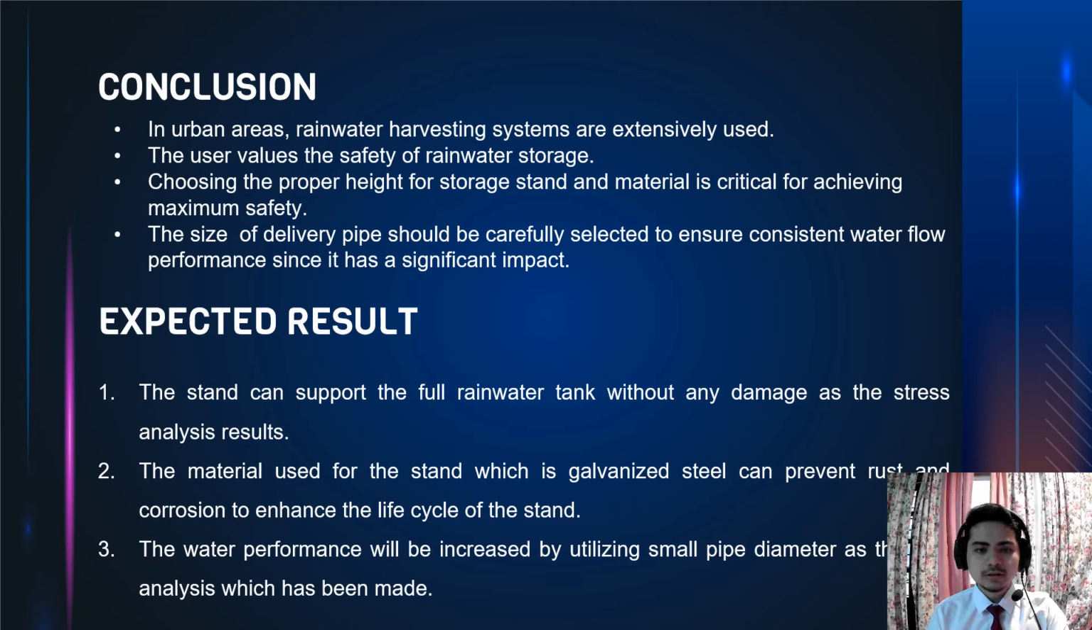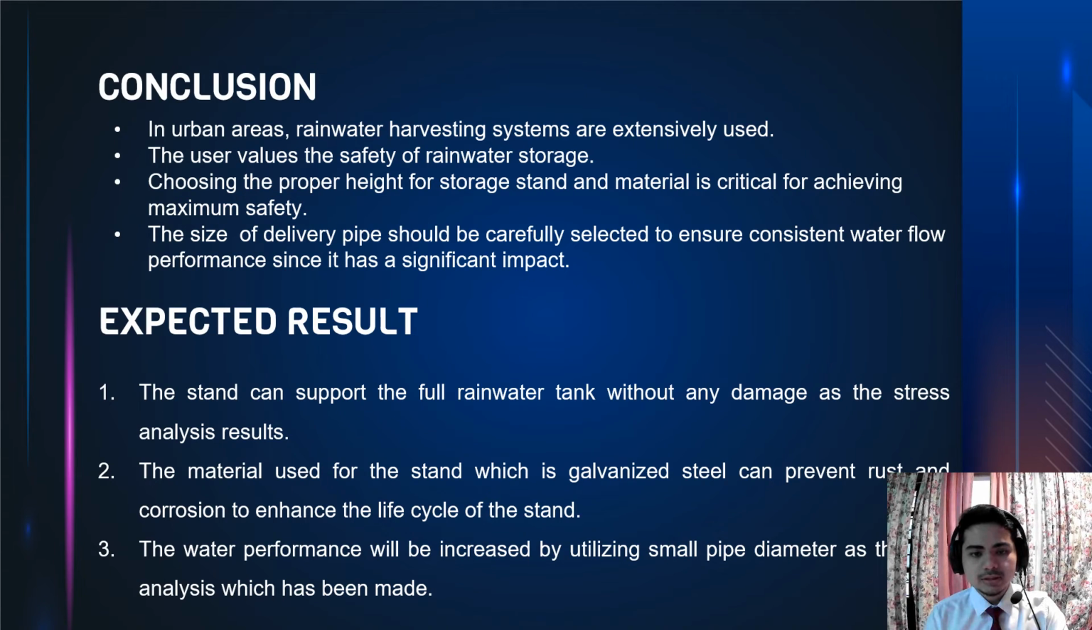In conclusion, we know that in urban areas, rainwater harvesting systems are extensively used, so the safety of the rainwater storage is important to the users, and choosing the proper height for the water tank stand and material is critical for achieving maximum safety. And the size of the delivery pipe should be carefully selected to ensure consistent water flow performance, since it has a significant impact.